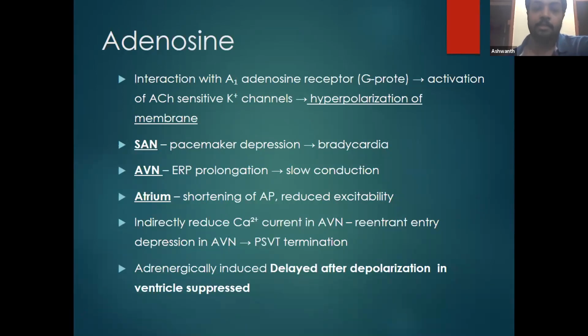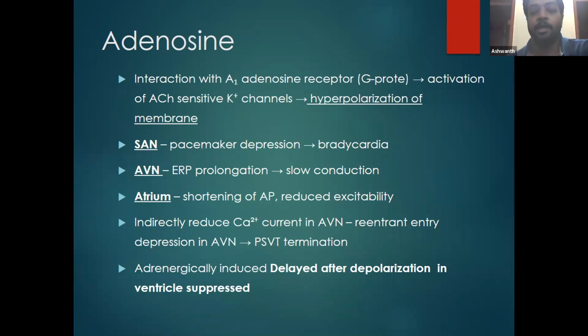Adenosine interacts with the A1 adenosine receptors, which are G protein coupled receptors. It causes activation of acetylcholine sensitive potassium channels, causing hyperpolarization of membranes. In the sinoatrial node, pacemaker depression happens, leading to bradycardia. In the AV node, the effective refractory period is prolonged, leading to slow conduction. In the atrium, there is shortening of the action potential, leading to reduced excitability. Indirectly it reduces calcium current in the AV node, leading to depression of re-entry in the AV node, leading to PSVT termination.